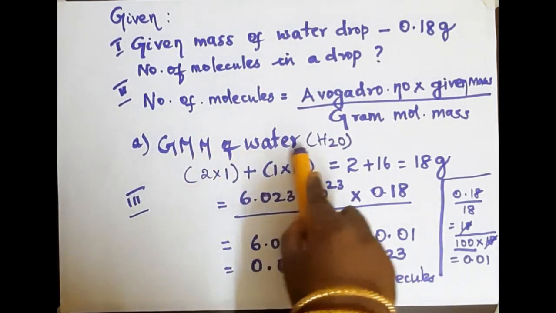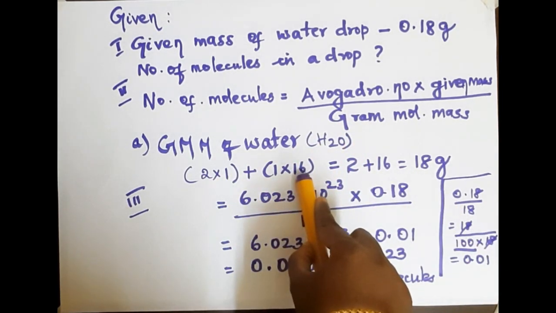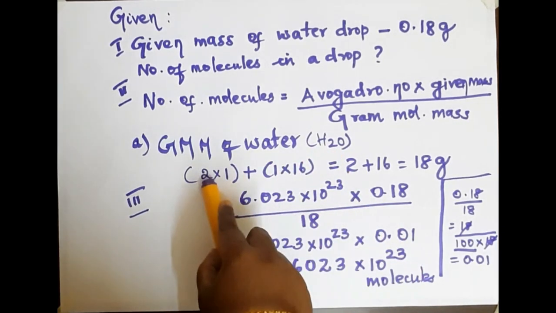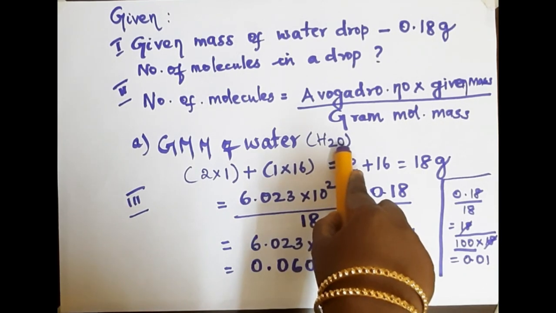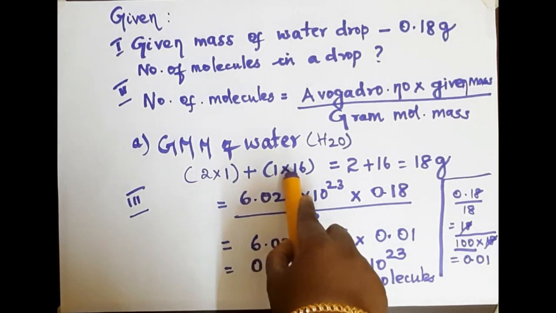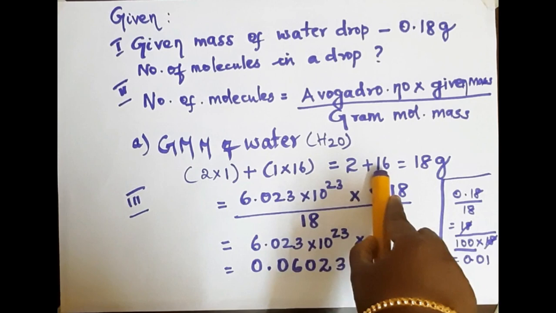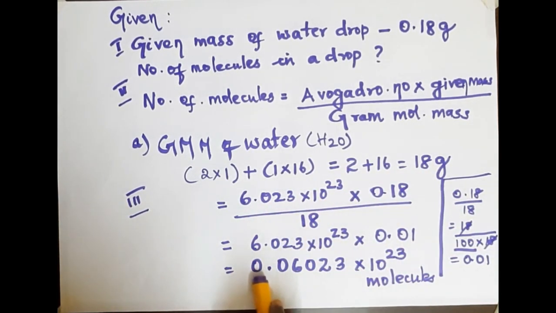So first we have to find the gram molecular mass of water. How do we find the gram molecular mass of water? We have to multiply the number of atoms. See here, for hydrogen it is 2 into the atomic mass of hydrogen, plus for oxygen it is 1 into the atomic mass of oxygen, which is 16. All these details will not be given in the question paper. You should be very thorough with all these things. So that is equal to 2 plus 16, that is equal to 18 gram. So substituting, we will get the answer as 0.06023 into 10 power 23 molecules.